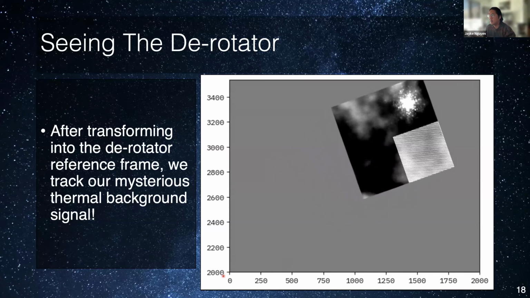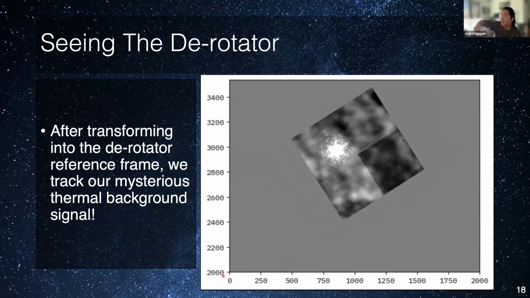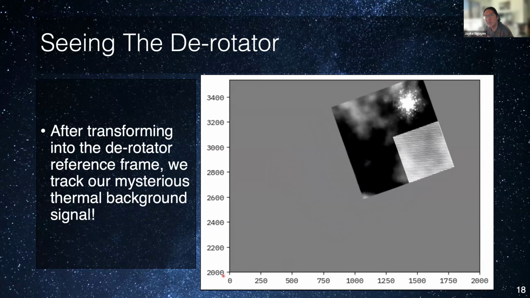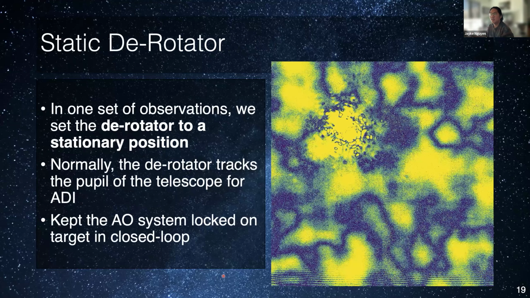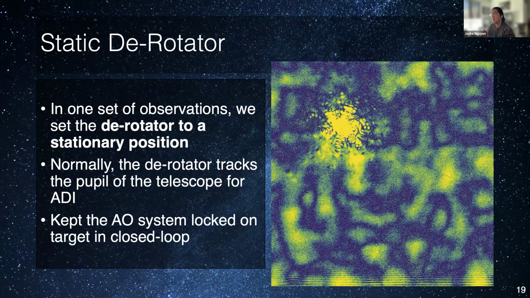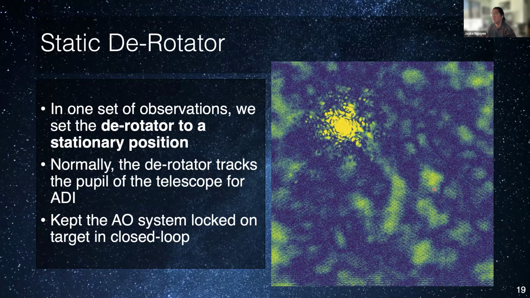So I'll play it one more time. Yeah, so you're starting to see that you're mapping out this thermal background on the de-rotator. And so in another set of observations, we actually set the de-rotator to a stationary position to check that this is indeed the de-rotator. Normally in ADI mode, the de-rotator tracks the pupil of the telescope for angular differential imaging. So in this case, since we set it stationary, the pupil is rotating, and then you see that the thermal background no longer rotates. It does have all these jiggles, which are also interesting.